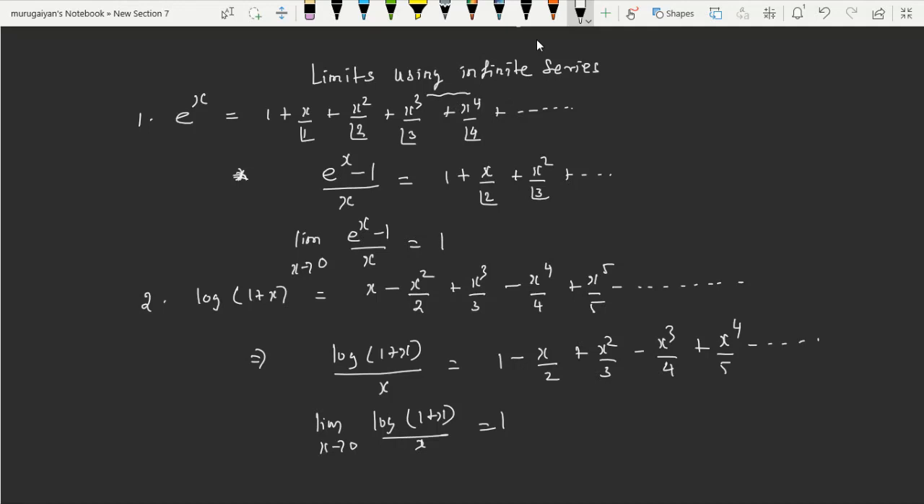So this is the derivation of another standard result. The limit of e power x minus 1 by x equals 1 whenever x approaches 0. The limit of log of 1 plus x by x is 1 whenever x approaches 0.